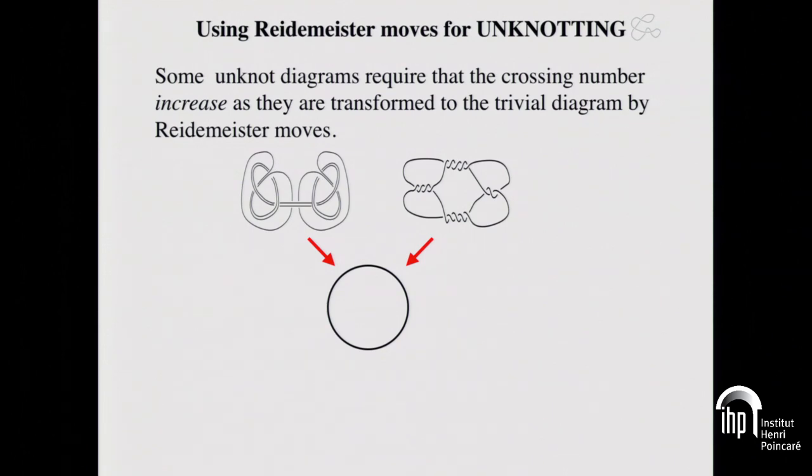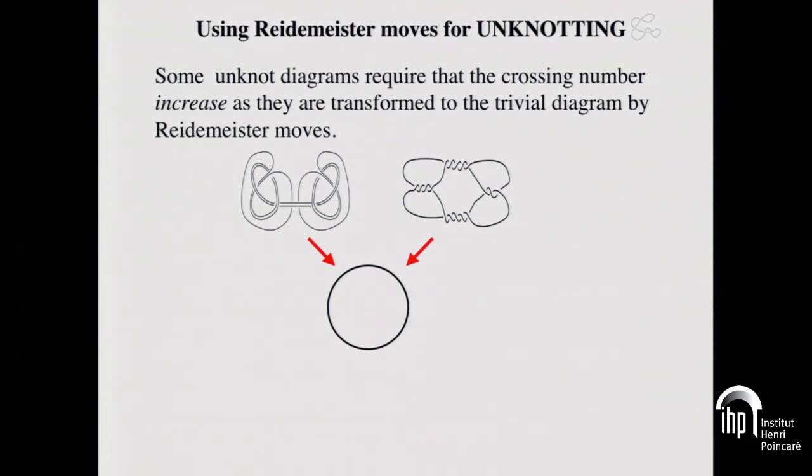Sometimes, however, what makes this diagram approach so difficult is that there's classes of knots where you can't monotonically descend down to the trivial knot. So these two knots are examples of curves where you have to make the knot more complicated first before you can simplify it.